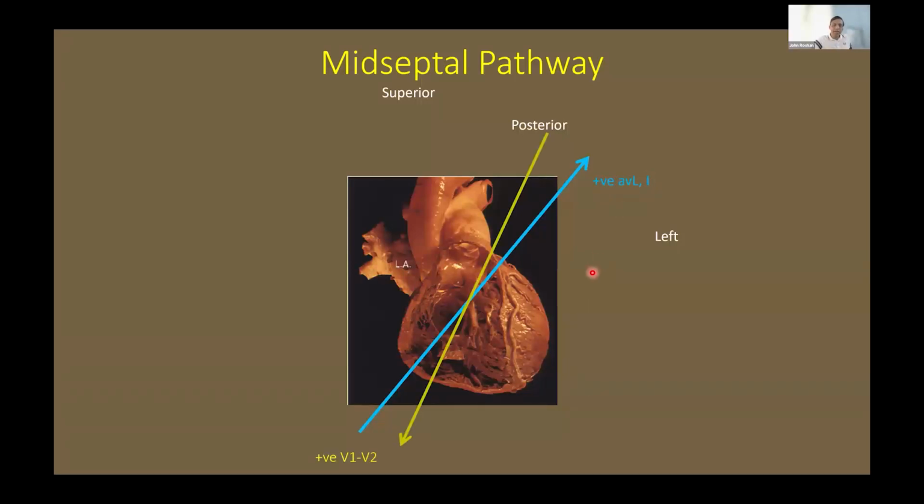However, when you look at leads V1 and V2, you would expect some positive deflection. Like I told you, since the midseptal is located a little behind the anteroseptal, there is myocardium between that and your leads.